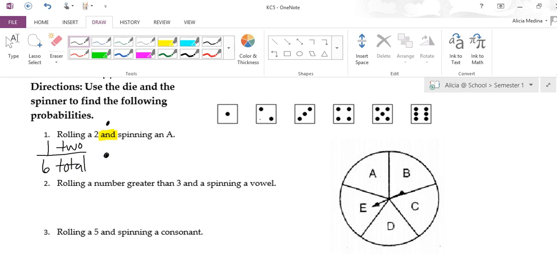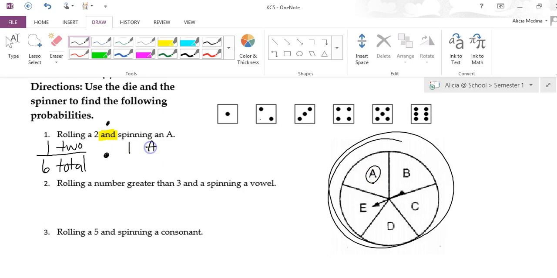So now I'm going to look at this spinner over here, and how many A's do I have? Well, I only have this one right here. So that's going to be 1 A. And how many letters do I have? So 1, 2, 3, 4, 5 is going to be my number here. So I'm just going to put this over here. 5 total for my spinner. So this is going to be 5 total letters.